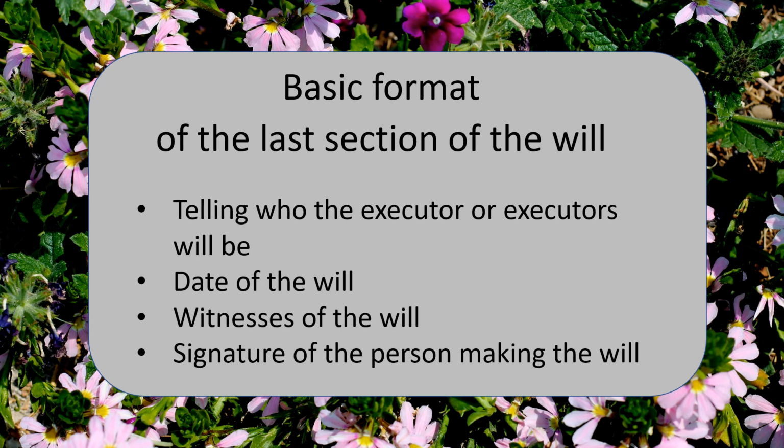The date of the will is the date it was recorded in the court, so the person usually died shortly before this date. This date can be used to estimate the person's death. This last section should tell you who the executor or executors will be or are, date of the will, witnesses of the will, and signature of the person who is deceased.